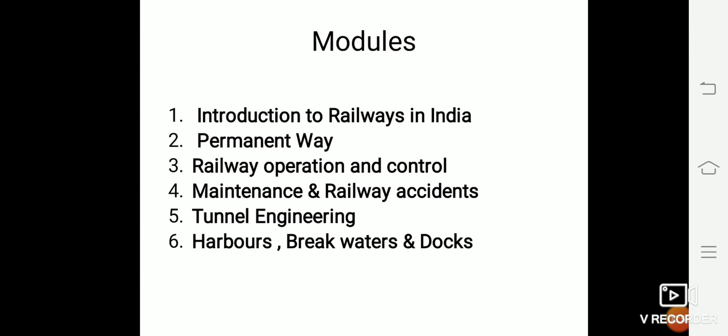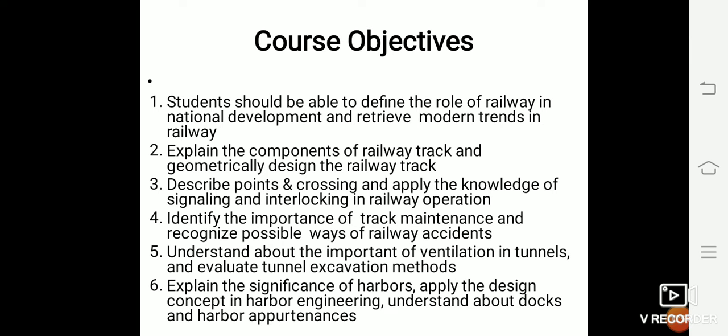The prerequisite for this subject is CE308, which is Transportation Engineering 1, which you have already studied in the previous semester. Our new subject, Transportation Engineering 2, has the course code CE407. It has a credit of 3. Coming to the course objectives, we have formulated 6 course objectives.